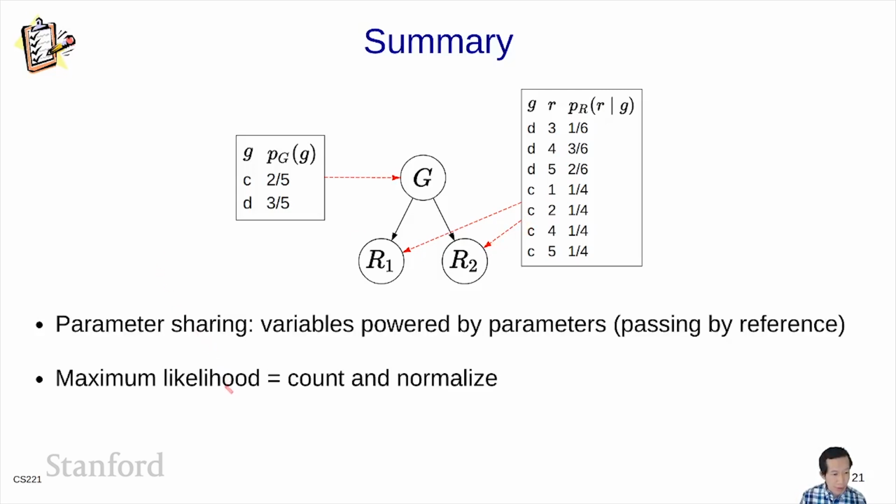So secondly, we looked at the maximum likelihood principle, which is this kind of high-minded principle that says maximize the likelihood of your data. And we showed that this is equal to this very pragmatic and simple intuitive principle of counting and normalizing. And this is the simplicity which makes Bayesian networks, especially naive Bayes, still very practical, useful, and interpretable. That's the end.